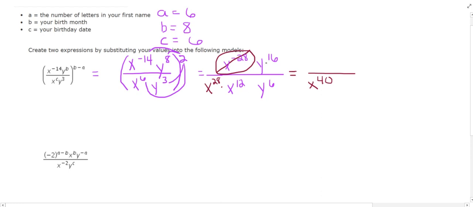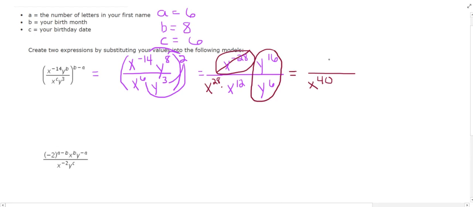Now my y's, I have one on the top and one on the bottom. So when I look at these y's, what I want to do here is use the quotient rule. You have two ways you can use the quotient rule. You can subtract top to bottom. The easier way I like to do this is where is the larger y? That's where the y is going to end up.